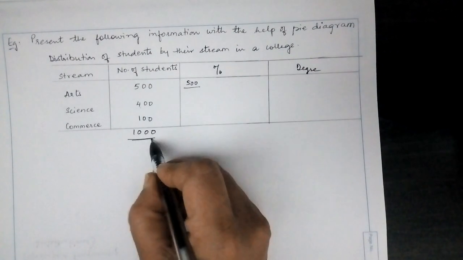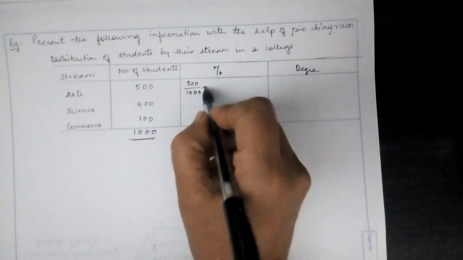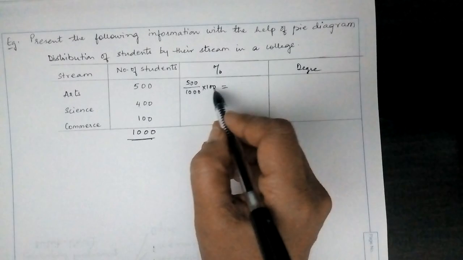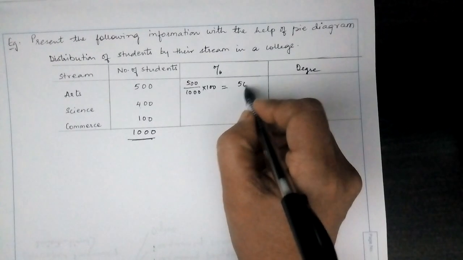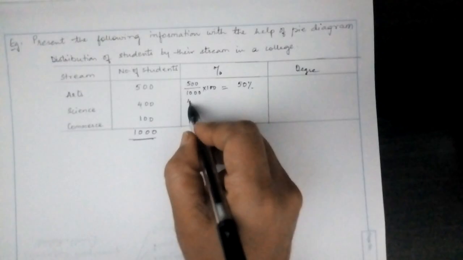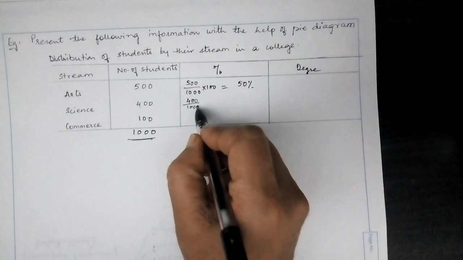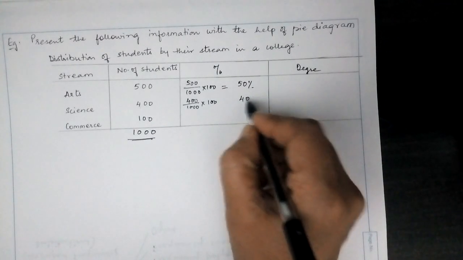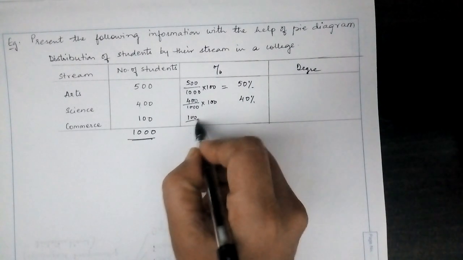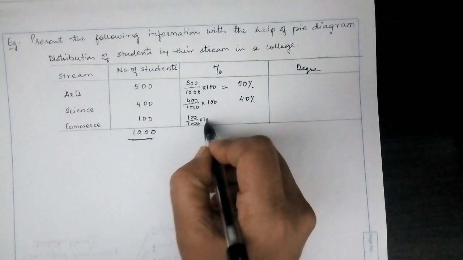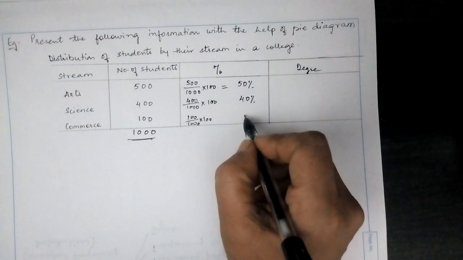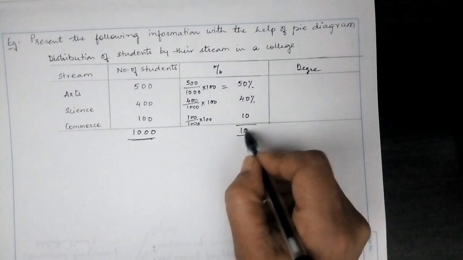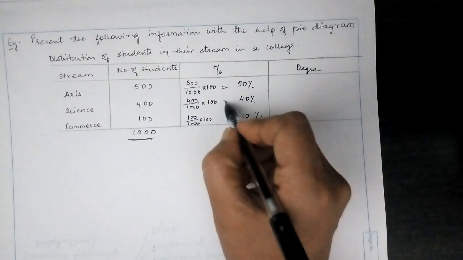How do you calculate percentage? 500 divided by total number into 100. So this gives us 500 by 1000 is 1 by 2. So 100 divided by 2 is 50%. Then this will be 400 divided by 1000 into 100. So here we will get 40%. And this will be 100 by 1000 into 100, which will be equal to 10%. So let's total this. We get 50, 40, 90 plus 10, 100. So our calculation is correct.